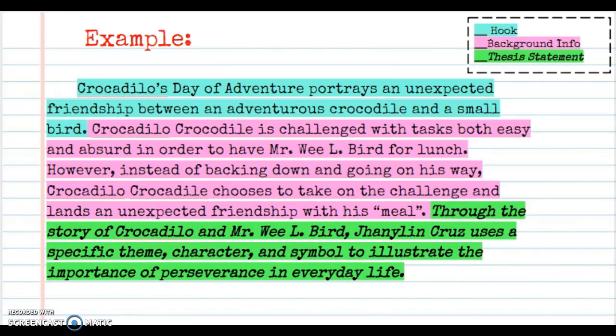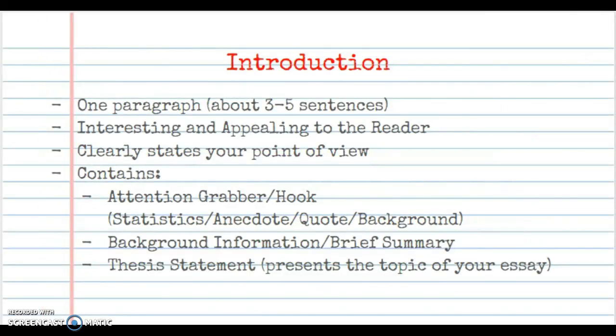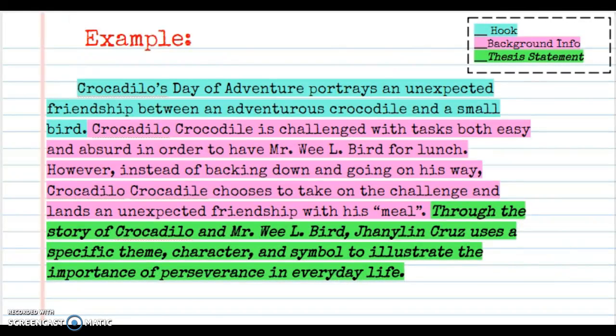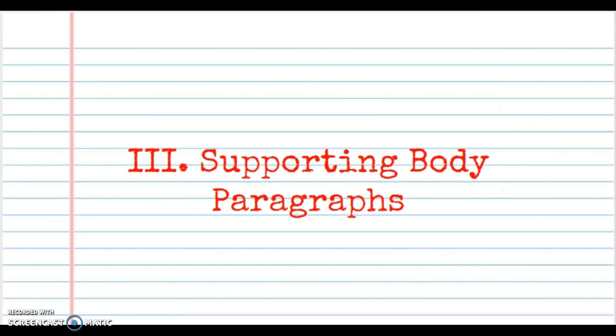Here is an example of our introductory paragraph. The book that it describes is linked in the description below if you are interested. The hook is highlighted in blue and uses background, like we said is one of the examples for hooks earlier. The background information is highlighted in pink, and the thesis statement is italicized, bolded, and highlighted in green for emphasis, and tells us what literary elements we will be expecting in the following paragraphs.